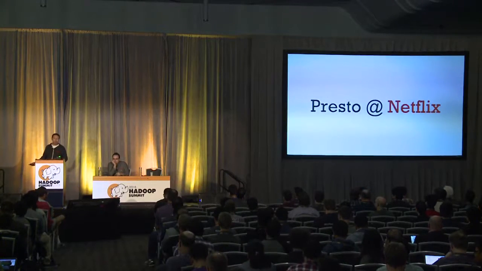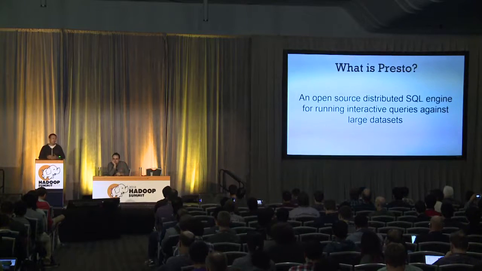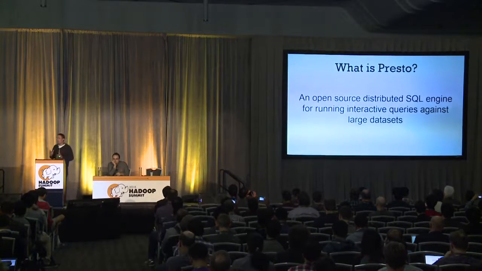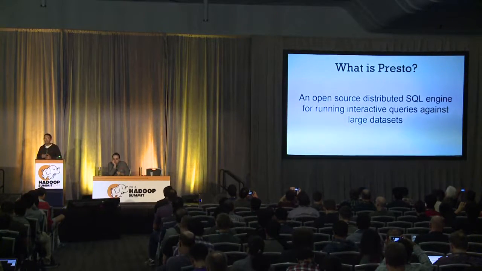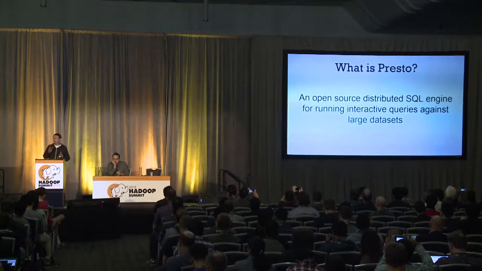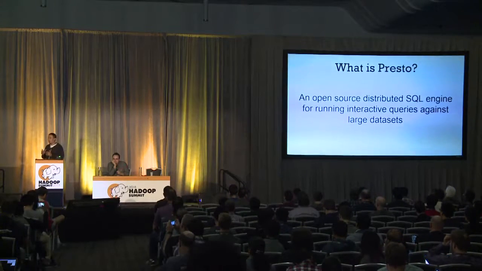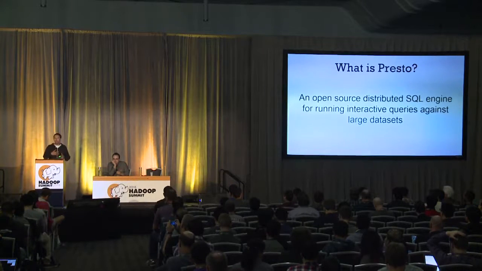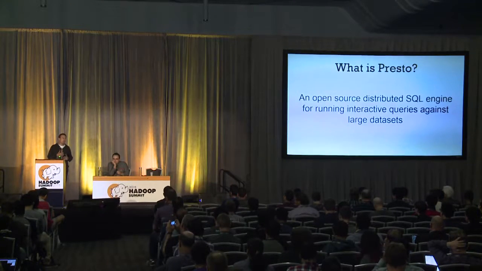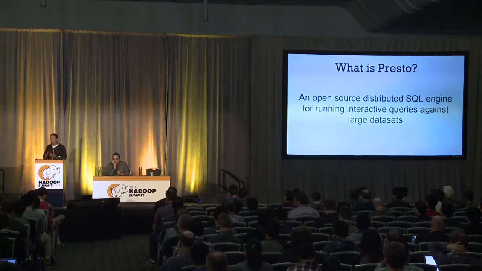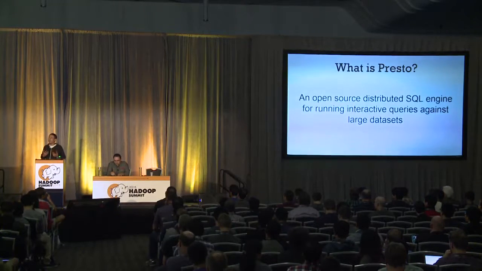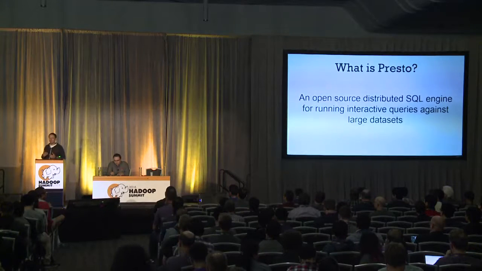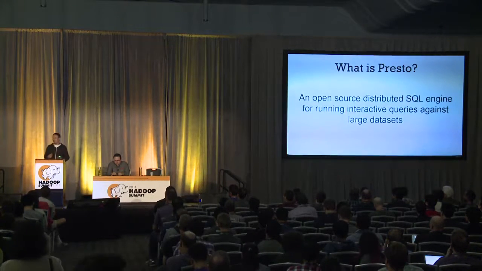What is Presto? Presto is an open source distributed SQL engine for running interactive queries against large data sets. Presto was open sourced by Facebook in October 2013, and we put it into production in March 2014. The Facebook Presto team did an awesome job creating this tool, maintaining the tool, and also reviewing our code. So we are really happy with using Presto.